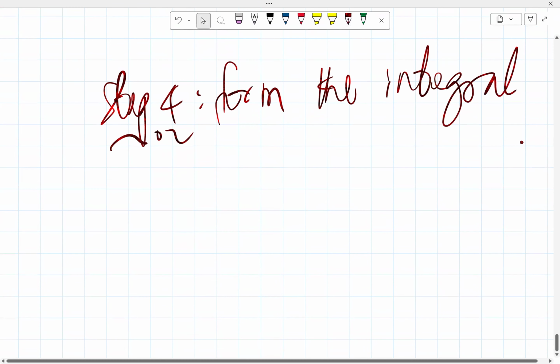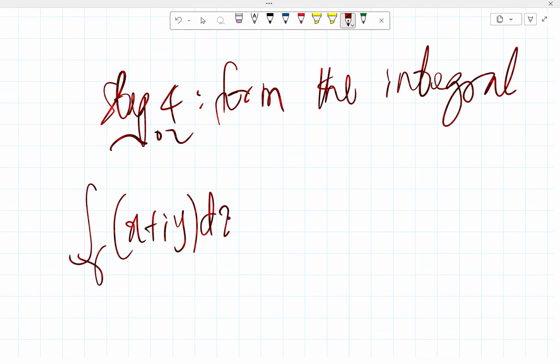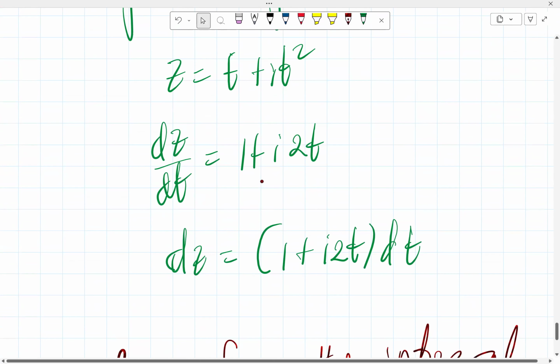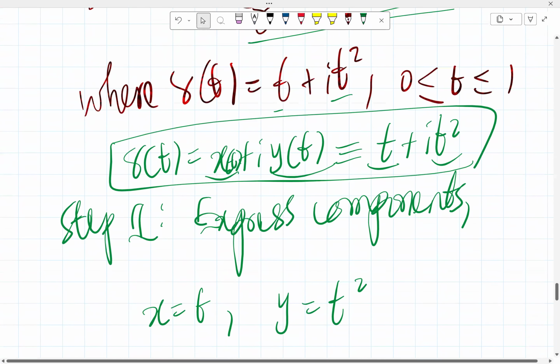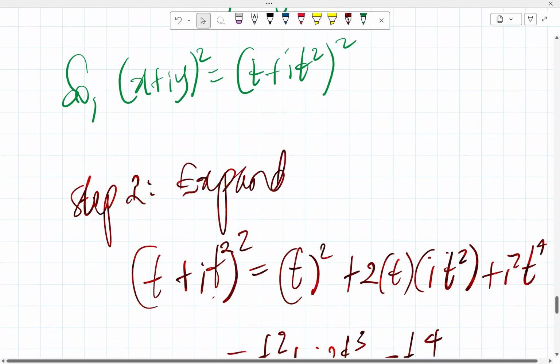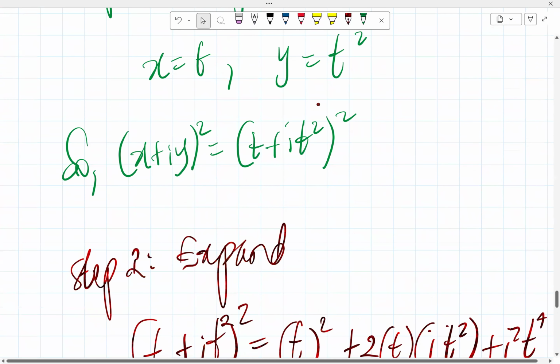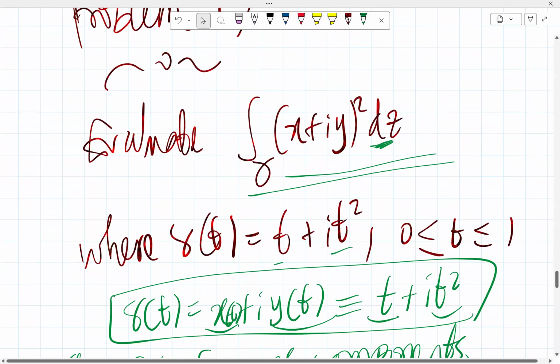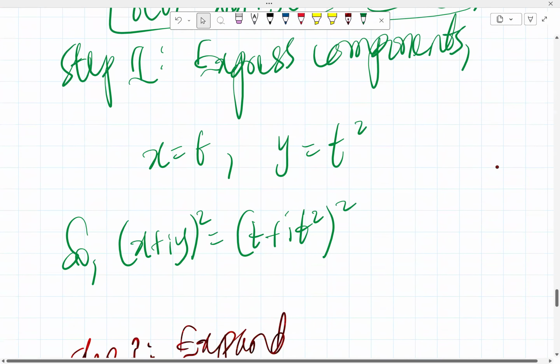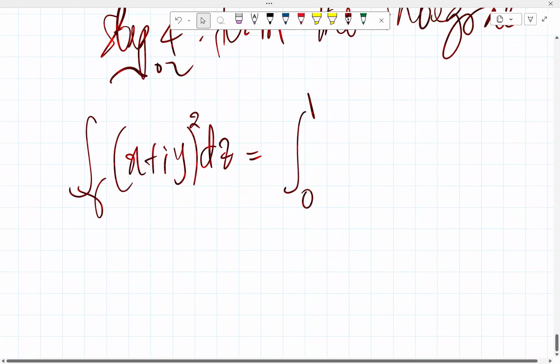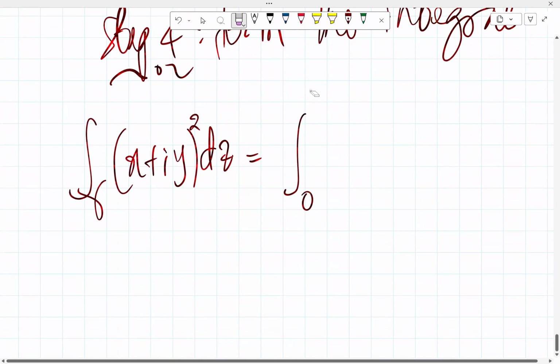So again, don't forget, we have the integral across this of (x + iy)² dz. So that is equal to the integral now from 0 to 1. Why 0 to 1? That is also given: t is from 0 to 1 here.